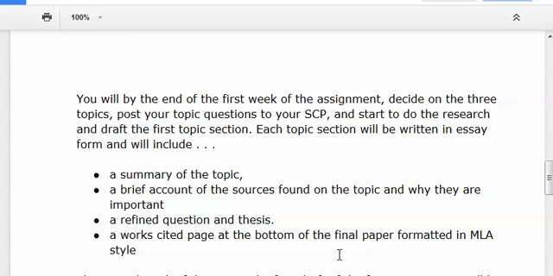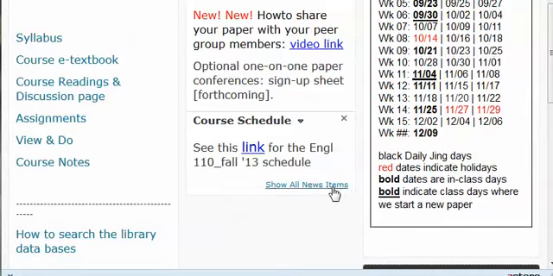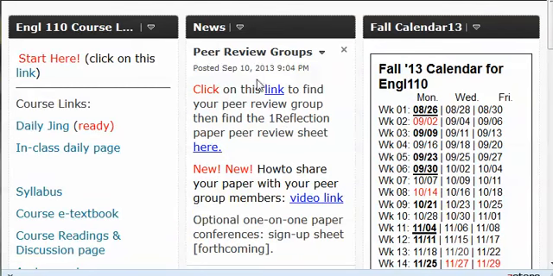So the question of the day is, where can I find the example of a good informative paper? And I will provide that sample and post a link to it off of the D2L news page.